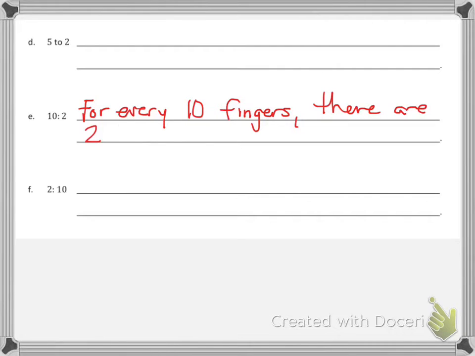10 to 2. Here's the one I can use the fingers on. For every 10 fingers, there are 2 hands. That would work. And I know some of you are probably saying, thumbs aren't fingers. Okay, yeah, you're probably right. So let me fix that. Instead of fingers, let's call them phalanges.